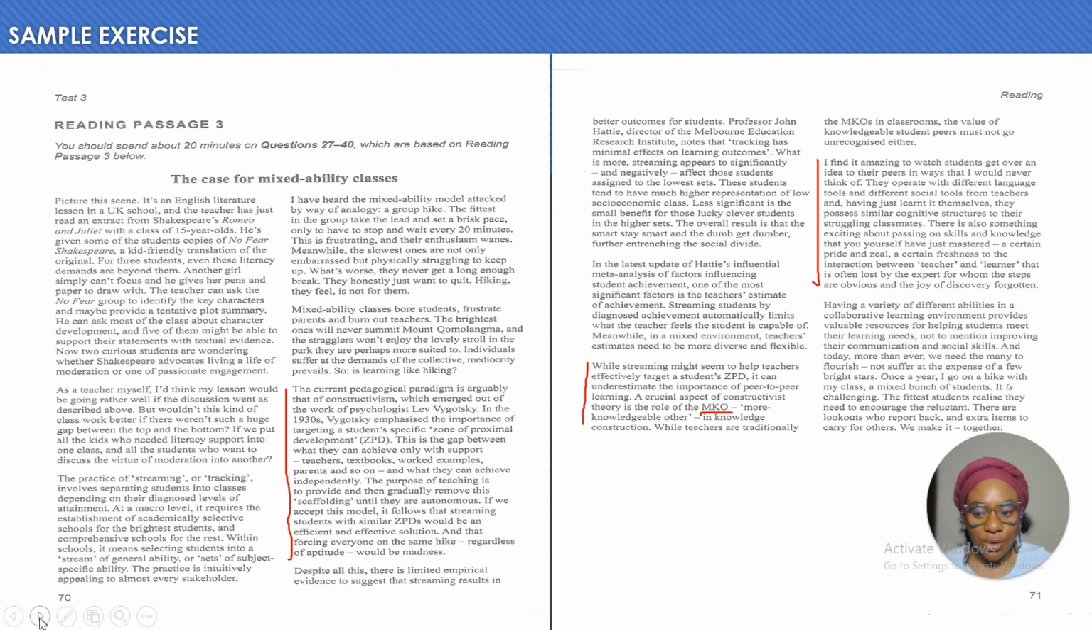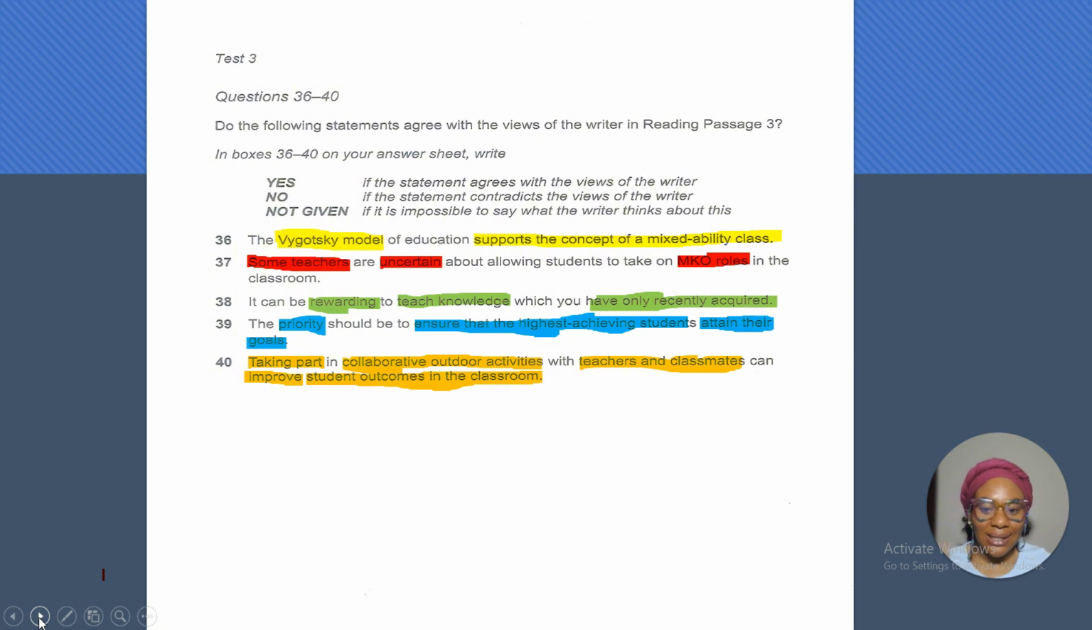But if you go back to the question, you'd see that it says taking part in collaborative outdoor activities with teachers and classmates can improve students' outcome in the classroom. The problem is that last part, can improve students' outcome in the classroom. We are not told that. So that is why number 40 would be not given. So I hope you see how it works, and I hope you can understand what I've been trying to say all along.